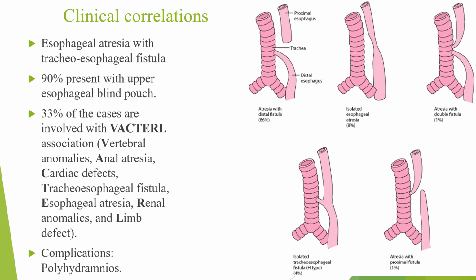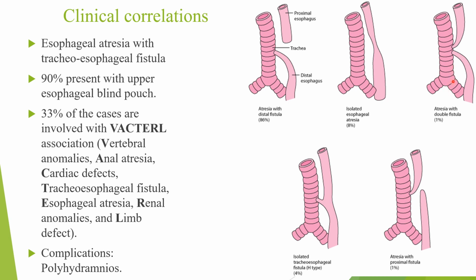And here are the different anomalies which are associated with the tracheoesophageal septum. If the tracheoesophageal septum does not divide properly, these anomalies result, in which the proximal part of the esophagus ends blindly and the distal part of the esophagus has a connection with the trachea, which is called the esophageal fistula. This type of anomaly is common, approximately 86 to 90% is the rate. In this type of anomaly, there is the isolated esophageal atresia.